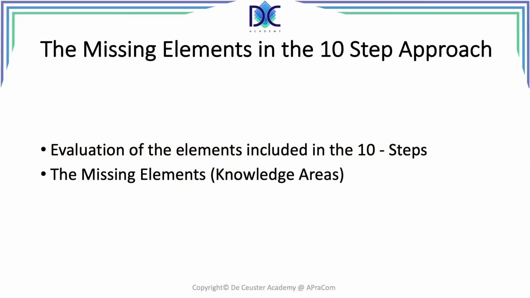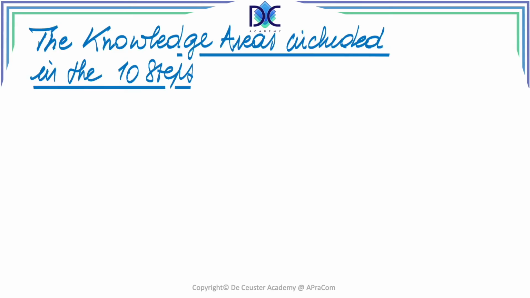Great to be back. In this short video, I will talk about the elements or the knowledge areas that are missing in the simplified 10-step approach. First of all, I will have a look at all the elements that we included, and then we look at the missing elements, or better, the knowledge areas that are not there. But let's first have a look at what is included in the 10-step process.